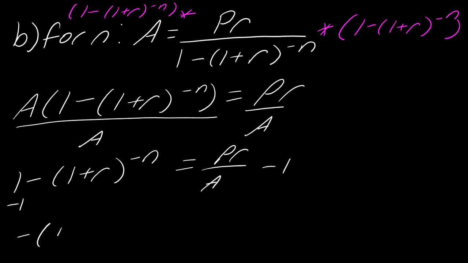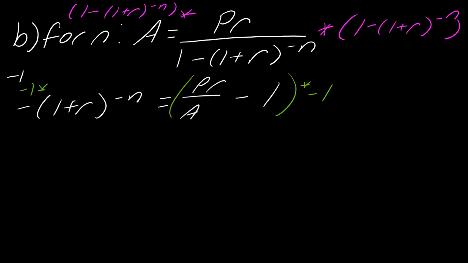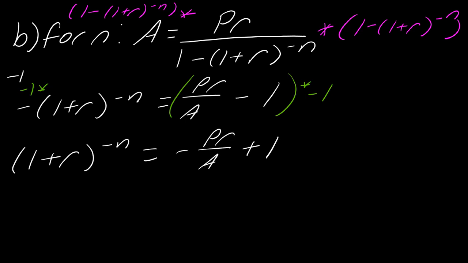Now we are making some progress. I want to also get rid of this negative. You can divide or multiply. I want to think of this as multiplying both sides by negative 1. So times negative 1. Let me clear some space. Now I've got 1 plus r to the negative n equals, so this will become negative pr over a plus 1.